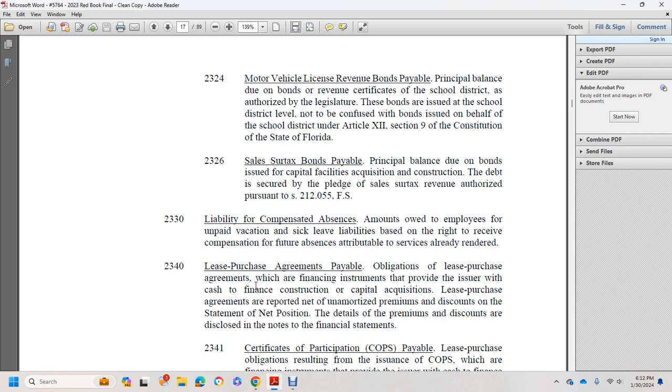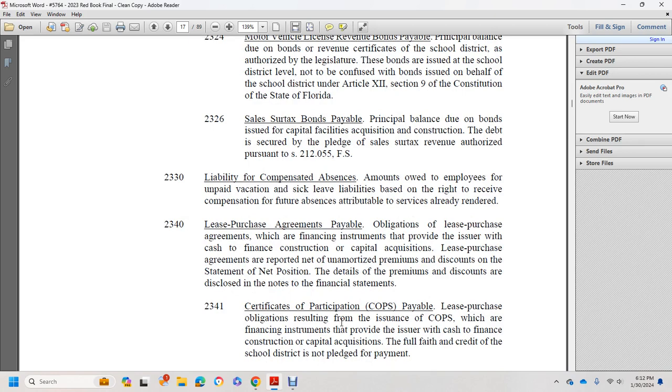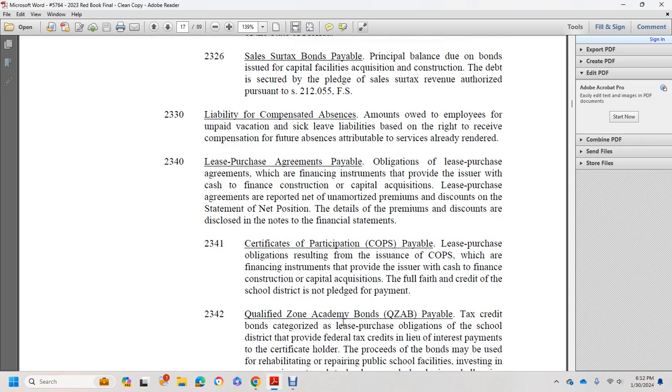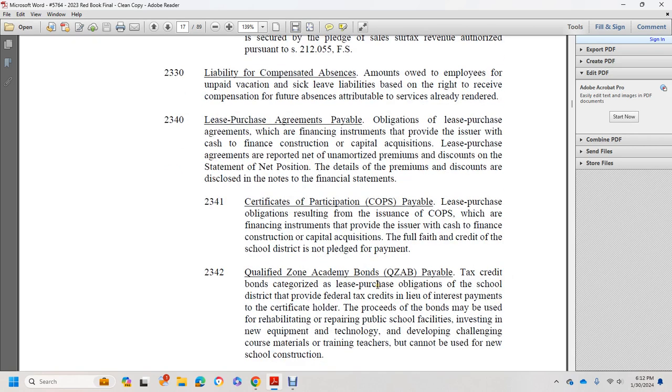2340 Lease purchase agreements payable: the obligation under lease purchase agreements, financial instruments that provide cash financing for the construction and acquisition of capital assets. Lease purchase agreements are reported with unamortized premiums and discounts on the statement of net position, with detail of the premiums and discounts disclosed in the notes to the financial statements. 2341 Certificates of participation payable, or COPs: the lease purchase obligation resulting from the issuance of certificates of participation, financial instruments that provide cash funding for the construction and acquisition of capital assets. The full faith and credit of the school district is not pledged for the payment.